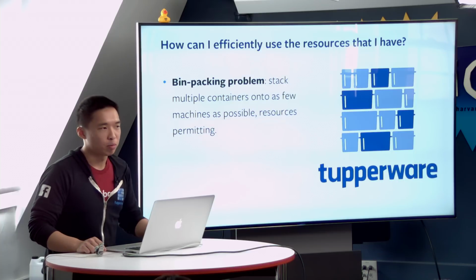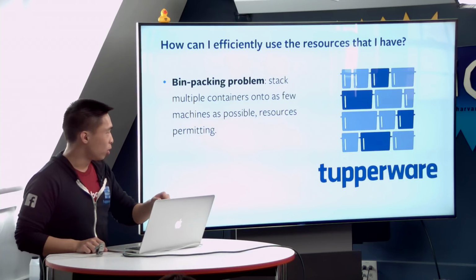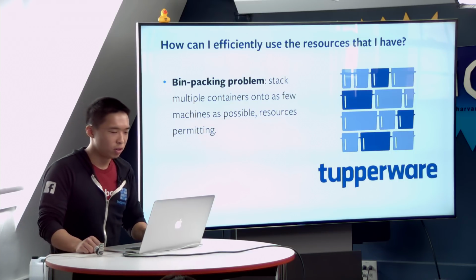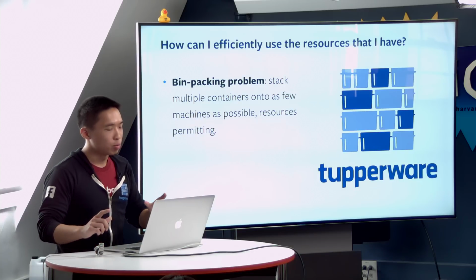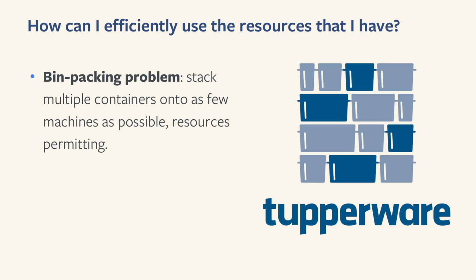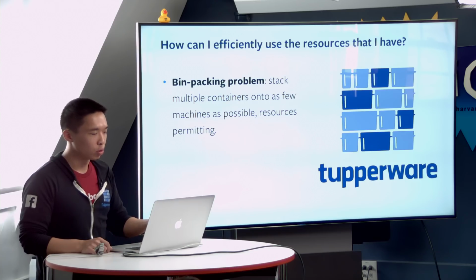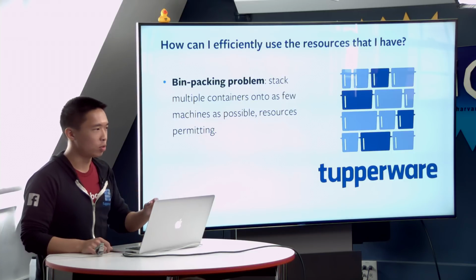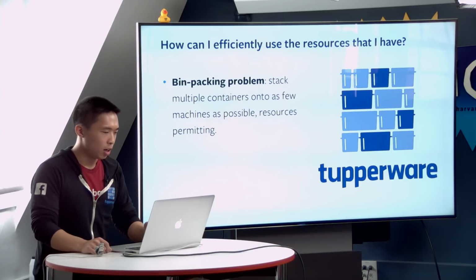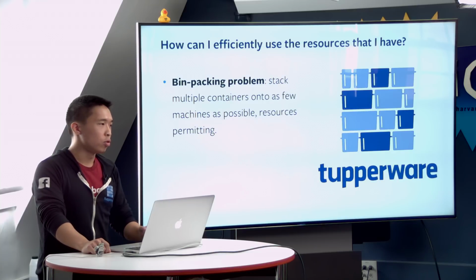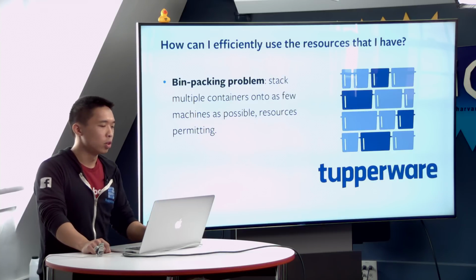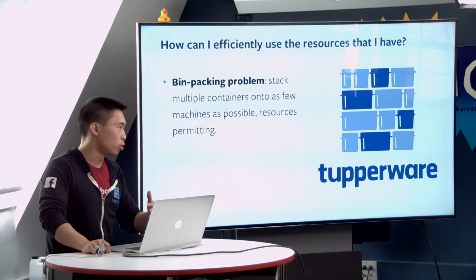It becomes a bin packing problem. And the Tupperware logo is actually a good illustration of this. Let's say this square represents one machine. Each container represents a different service or work we want to run. And we want to stack as many containers that will fit as possible onto a single machine to most effectively utilize that machine's resources. So it's kind of like playing Tetris with machines. And yeah, so our approach to solving this is to stack multiple containers onto as few machines as possible, resources permitting.